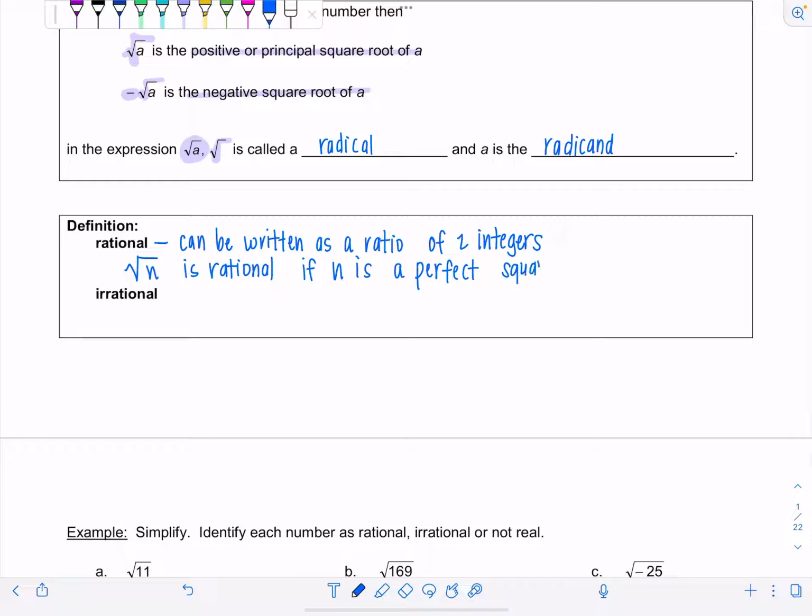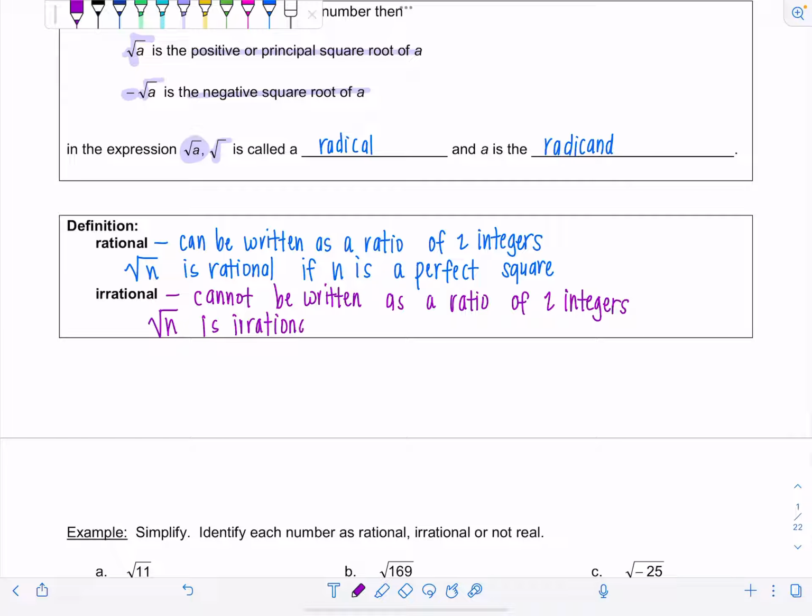So if n is 1, 4, 9, 16, 25, etc., then the square root of n is going to be a rational number. An irrational number cannot be written as a fraction or as a ratio of two integers. And the square root of n is irrational if n is not a perfect square.